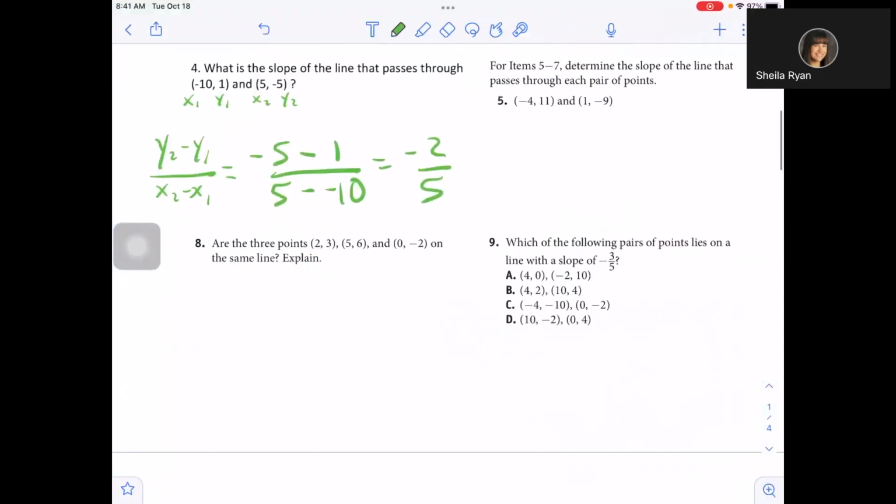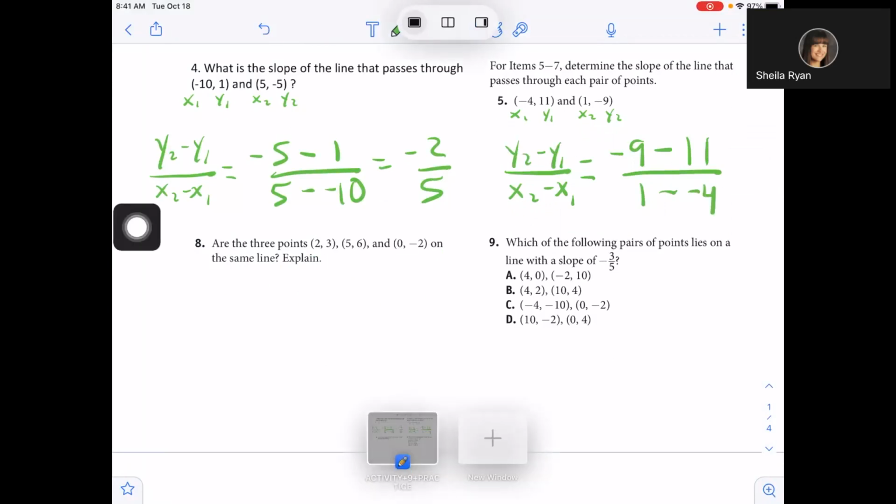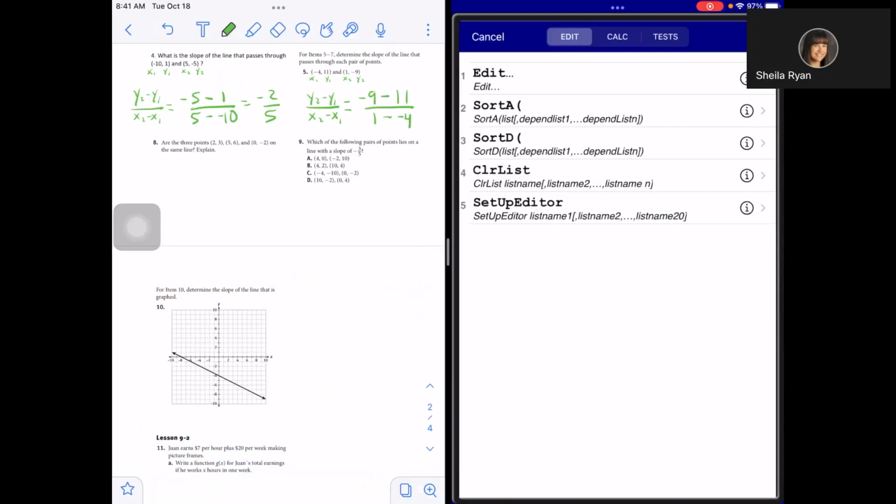Number 5 would be a good one to try on your own by pausing. x1, y1, x2, y2, our formula, y2 minus y1 over x2 minus x1. y2 is -9, minus y1 is 11. x2 is 1, minus x1 is -4. -9 minus 11 on the top and 1 minus -4 on the bottom, we get a slope of -4.